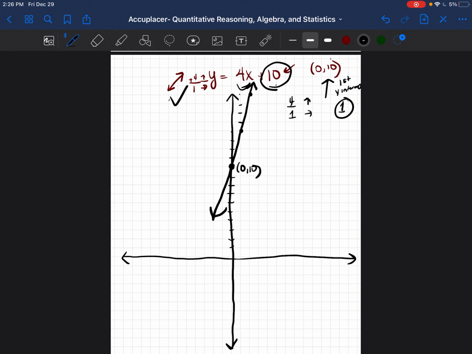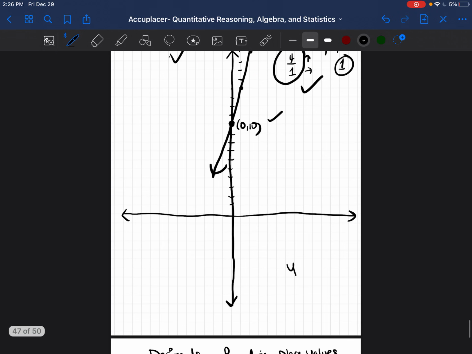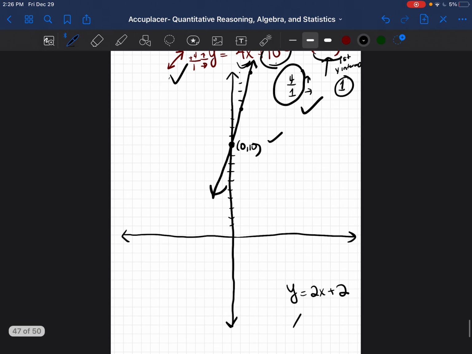So did our line go up? Yes. Did it have a y-intercept of 0, 10? Yes. And did it follow the slope 4 over 1? Yes. We were just able to graph our line. Let's try another line. Y is equal to 2x plus 2. Okay, what do we know about this line? We know that this line is positive because the slope is positive, so our line should go up. We know that our slope is 2.